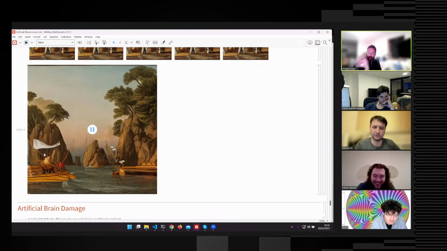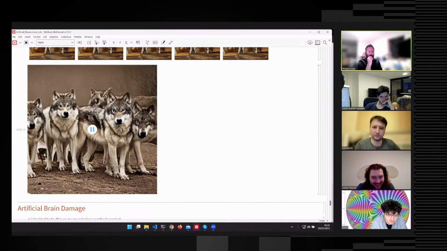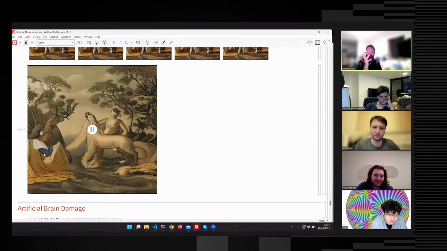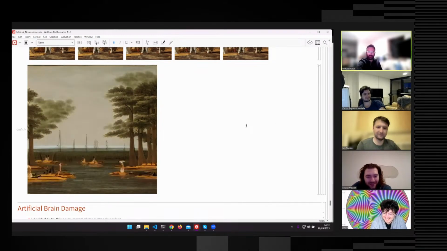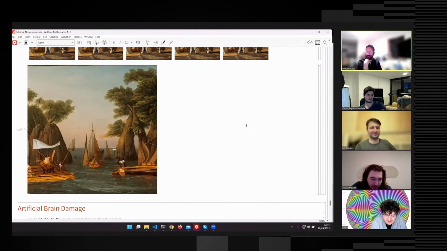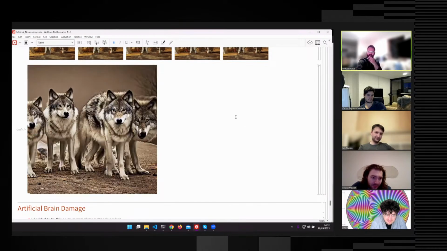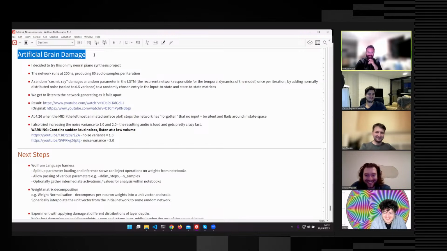I should have set it so I have the scrubber thing, but I generated more frames, and I also generated past this. So the wolves sort of disappear, some guy appears, and then there's a scene with some water. I think mountains appear in a second. Yeah, some mountains. And then this group of men are standing around talking. I call this research artificial brain damage.